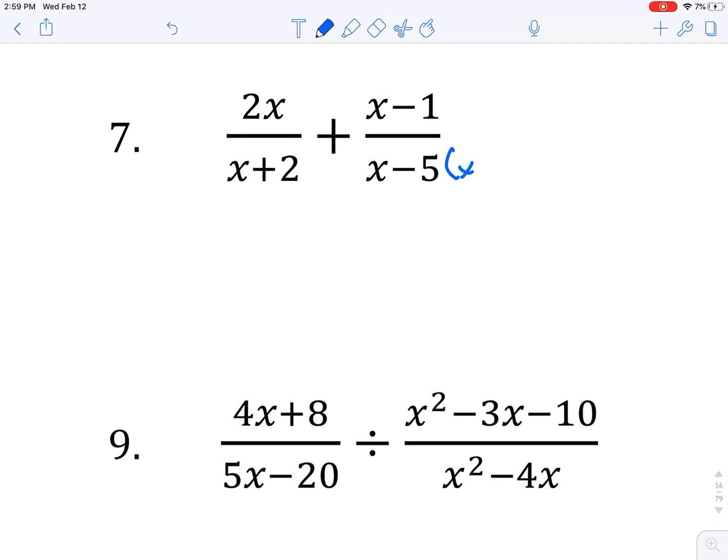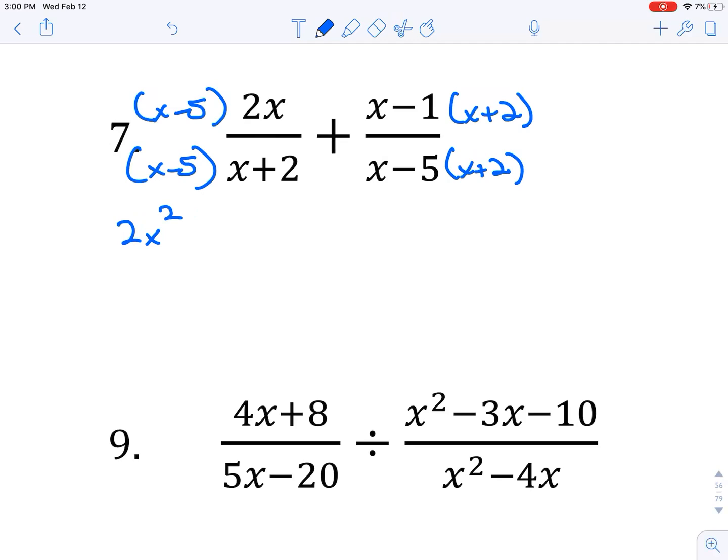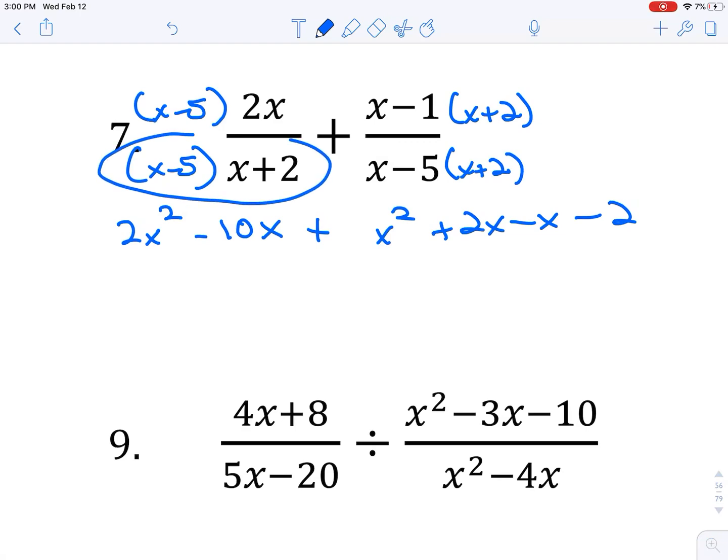So I'm multiplying by x plus 2, and x plus 2, and over here by x minus 5, and x minus 5. So now I'm going to multiply. I have common denominators, so let's go ahead and do a little bit of simplification. And let's multiply through. So here I would have 2x squared minus 10x. And over here I'd have to FOIL, and I would get x squared plus 2x minus x minus 2. And this is all over our common denominator, but I'll write that last.